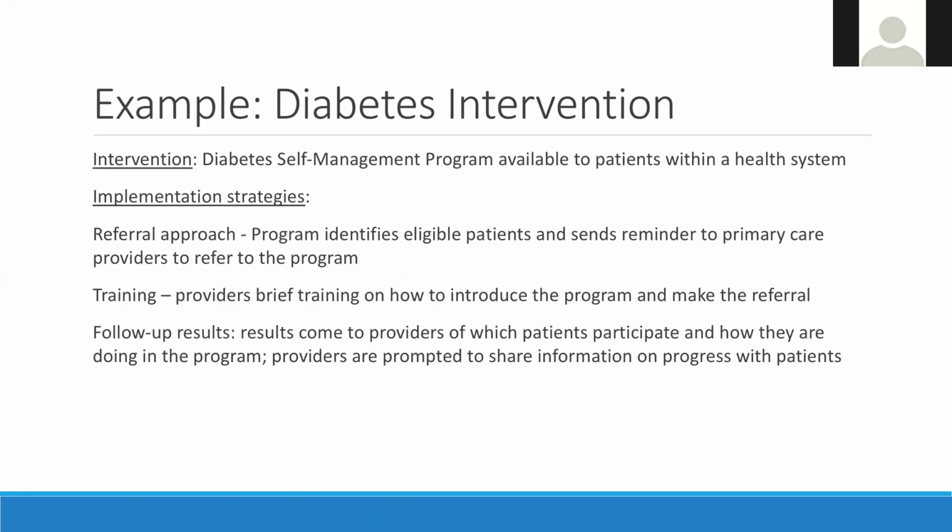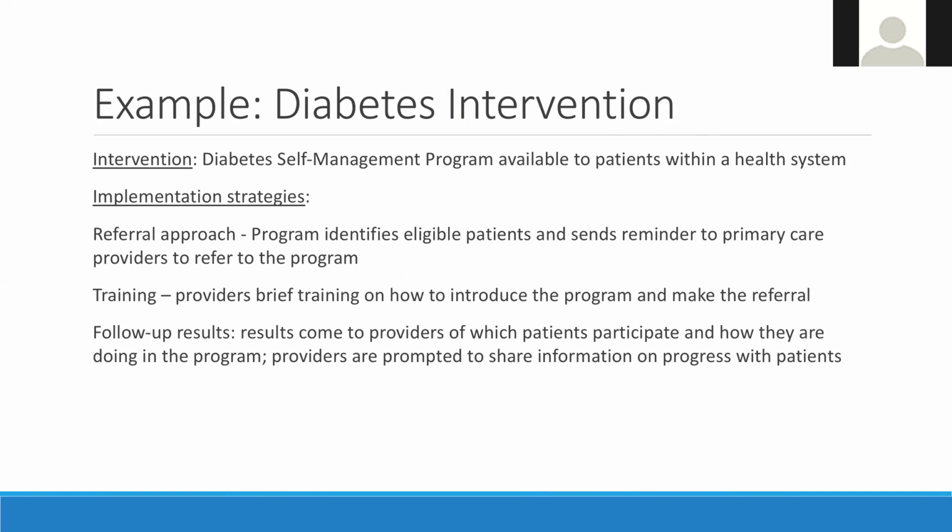All right, so what I want to do now is go through an example with just a very typical kind of thing, a diabetes self-management program. So let's say, hypothetically, that the intervention is this diabetes self-management program, and it's available to patients within a health system. The health system has 5 practices, and the implementation strategy is a set-up referral approach where the people leading this program go through and find patients that might be eligible, and then send messages to the primary care providers and ask them to refer to this program.